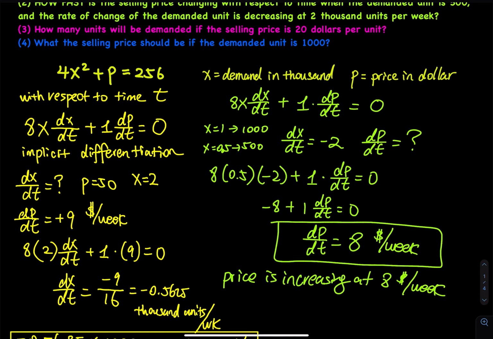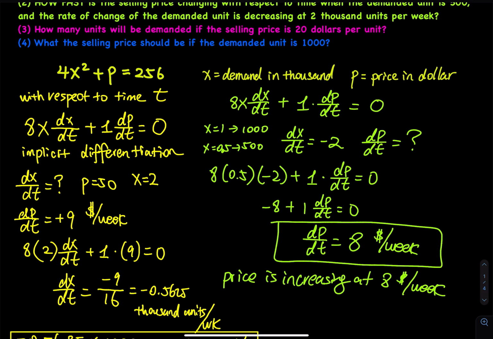What if dp dt is negative? That means the price is decreasing at $8 per week. What if dp dt is 0? So positive means increasing, negative means decreasing. What about 0? 0 means the price is not changing at all, right? So again, positive means increasing, negative means decreasing, 0 means no change at all.